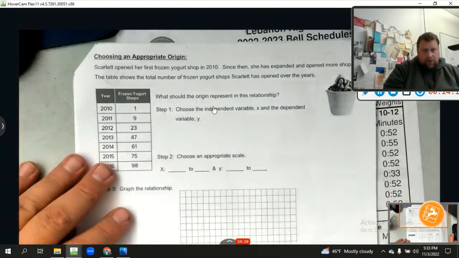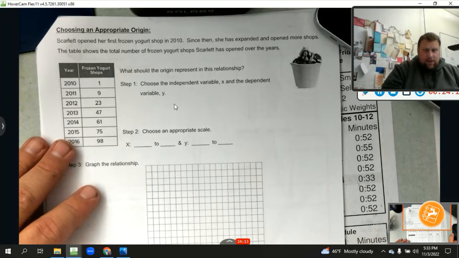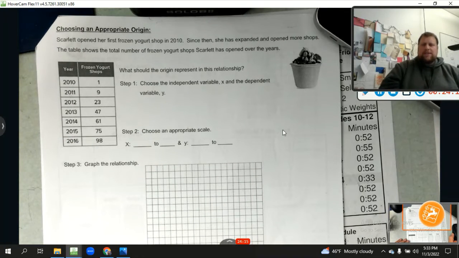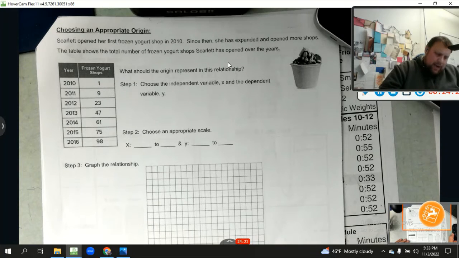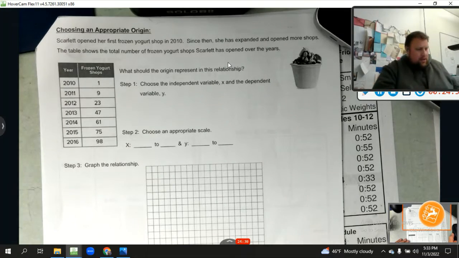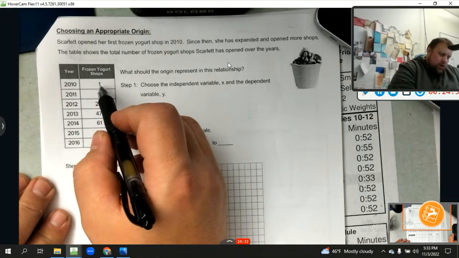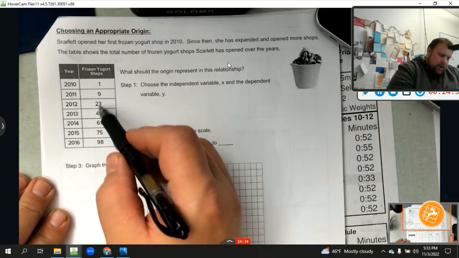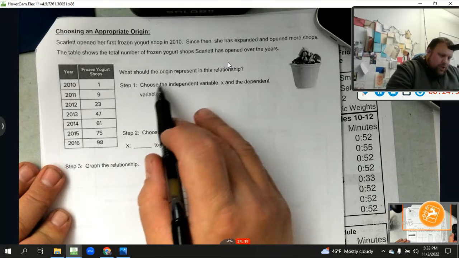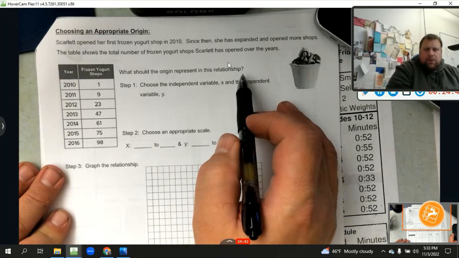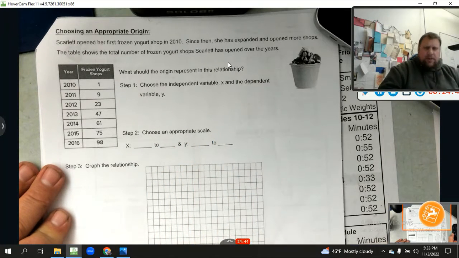It's really just our last problem of the day. It says, all right, we want to talk about the origin. The origin is that 0, 0 point. Scarlett opened her first frozen yogurt shop in 2010. Since then, she has expanded and opened more shops. The table shows the total number of frozen yogurt shops Scarlett has opened over the years. Okay, so let's take a look at this. 2010, she had 1 yogurt shop. In 2011, 9, on and on, till 2016, she has 98. So what should the origin represent in this relationship? The origin, that 0, 0 point, right?